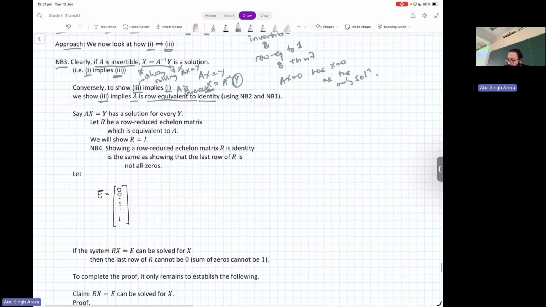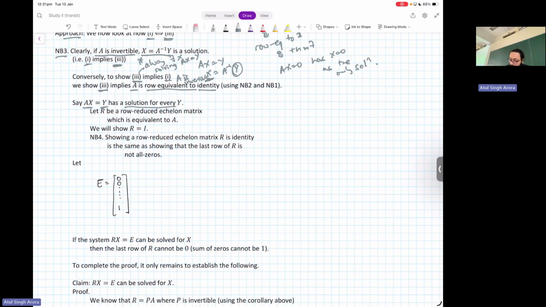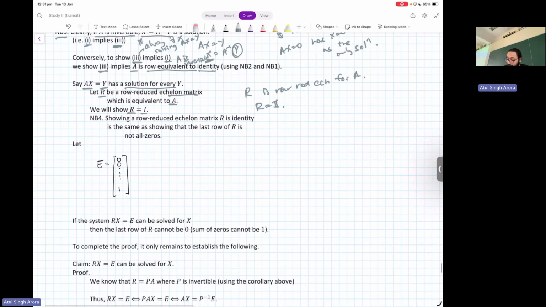And the way we do it is we start with looking at Ax equals y. The statement just says that it has a solution for every y. Okay, so let capital R be the row reduced echelon matrix which is equivalent to capital A. That's just the nomenclature. So R is the row reduced echelon form of A. And what we want to show is that R is going to be the identity. Okay, so how we're going to do this is the following.